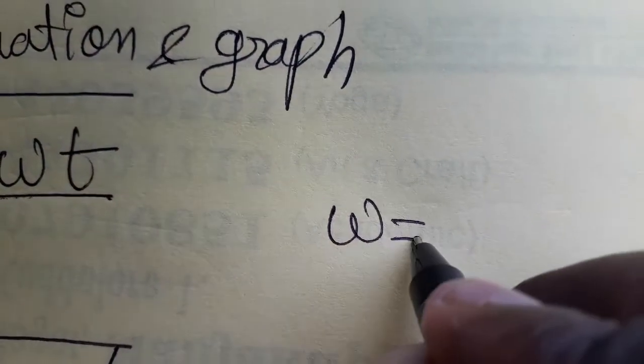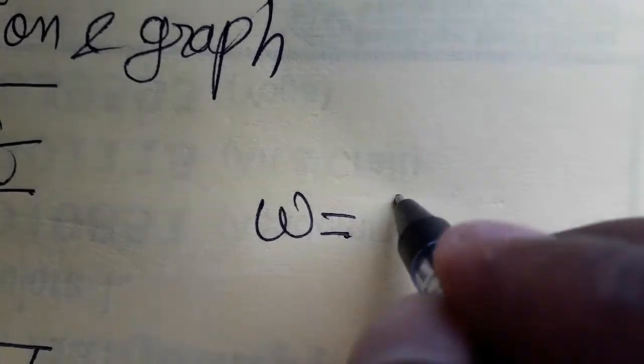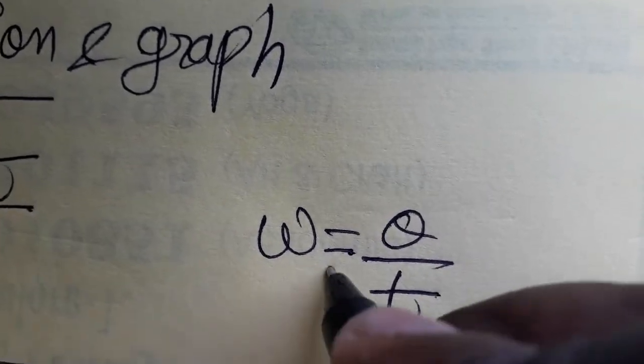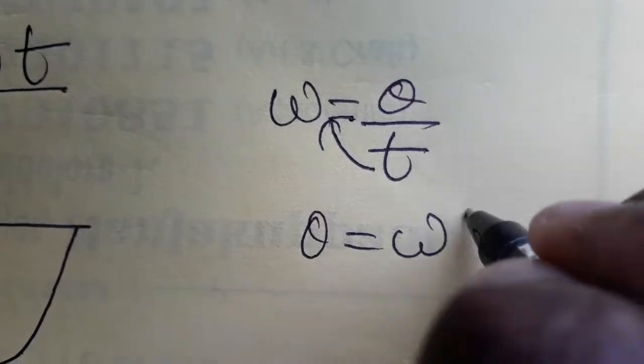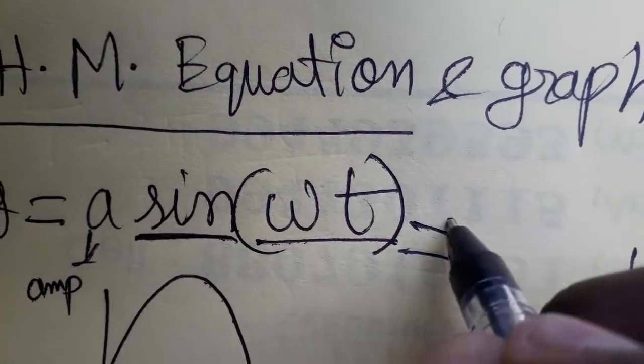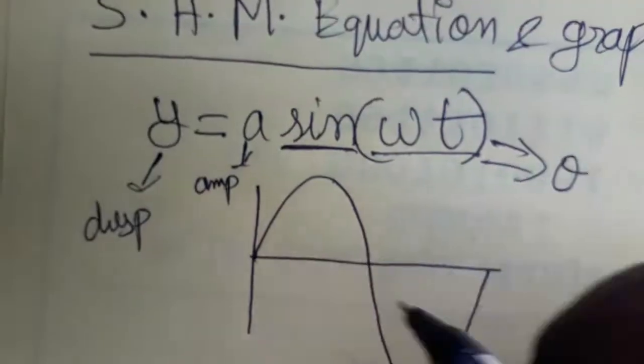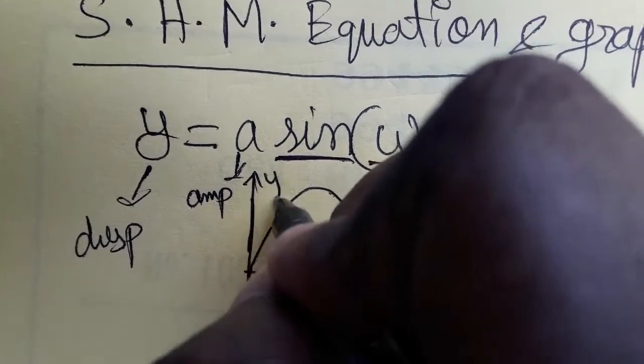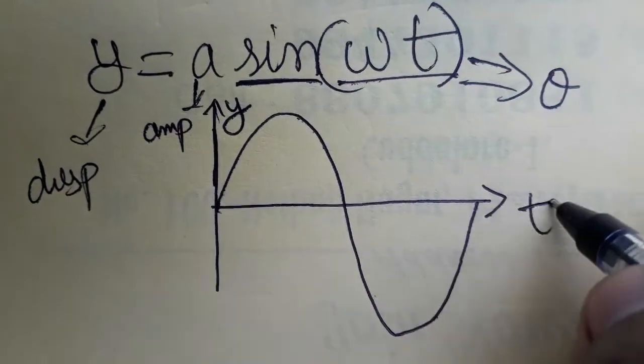So omega is equal to angular velocity, which is theta by t. So theta is equal to omega t. So instead of writing sine theta, we wrote A sine omega t. This is representing theta. So this is the sine graph. The y axis will be displacement, the x axis will be time period.